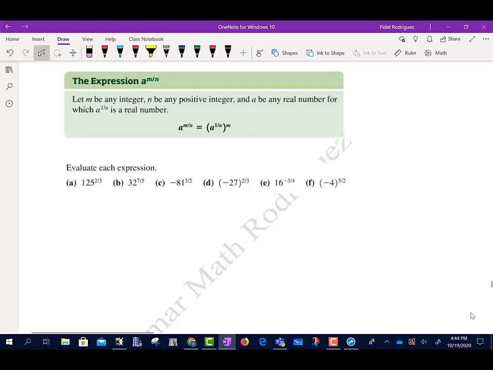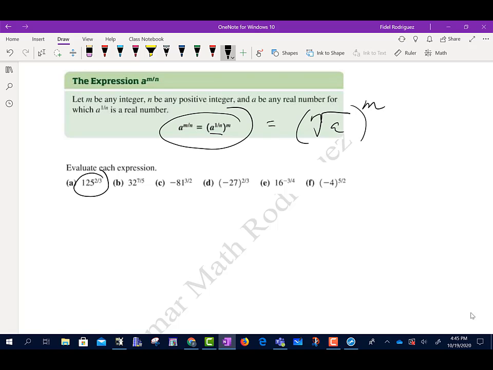All right, so the next part here says the expression a to the power m over n. It says let m be any integer and n any positive integer, a be any real number for which a to the power 1 over n is a real number. We have this expression here, so this is how they're writing it. I want to point out, so what does this mean here? This means we're going to take the nth root of a, and then we're going to raise it to the power of m. So let's take a look at some of these problems here.